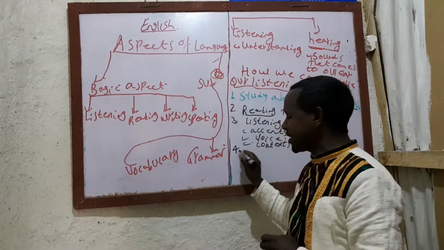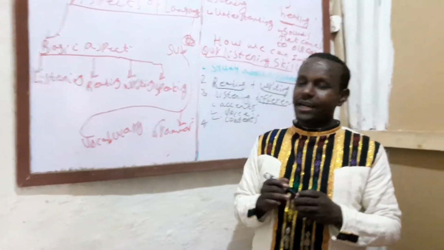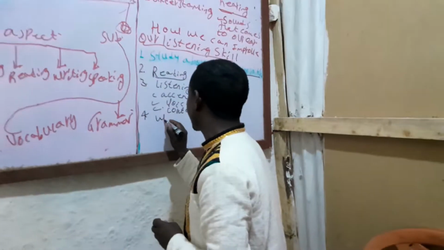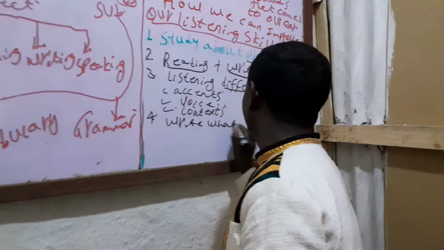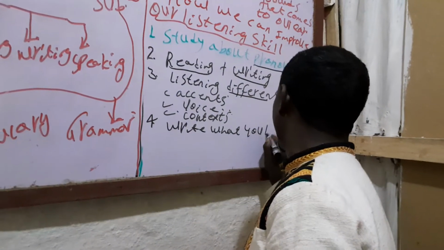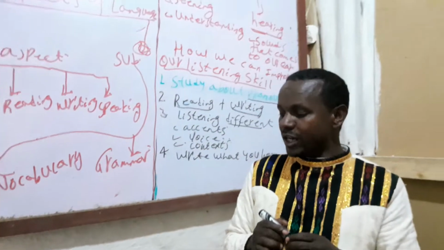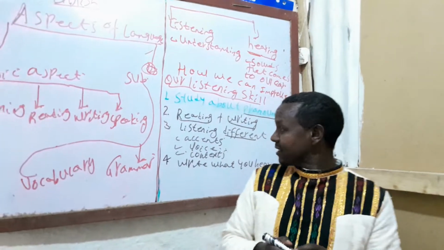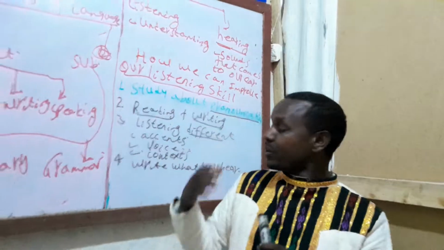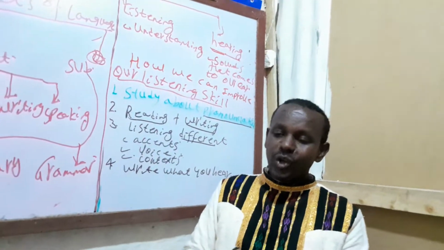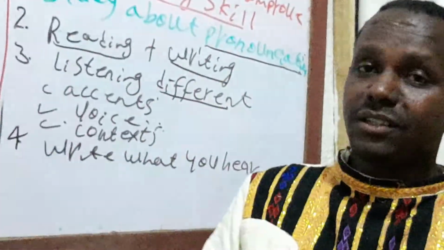The fourth strategy that you should know is write what you hear, right? That is, write what you hear. Look, here when I mean write what you hear, right? So you might listen, you might hear different voices, or you might hear different words. So you have to try to write what you can.